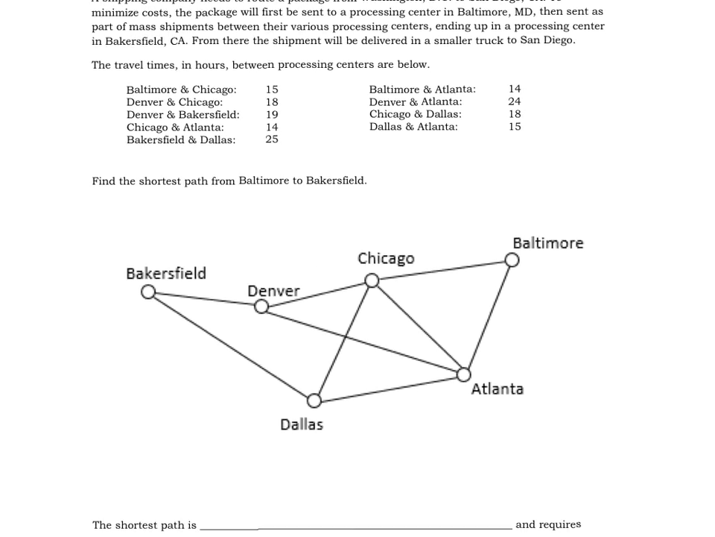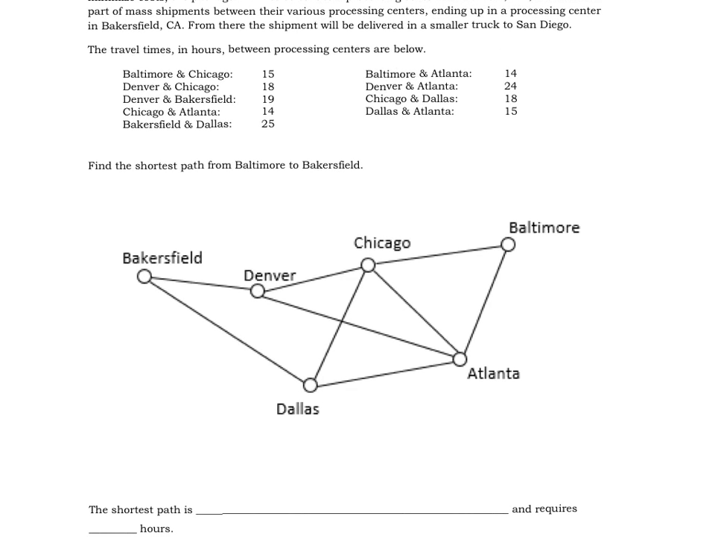So the first thing we need to do in this case is actually label the weights or the distances, if you will, on all of the edges. So the first thing we're going to do is take care of that. So between Baltimore and Chicago, it takes 15 hours. Between Denver and Chicago, 18. Between Denver and Bakersfield, 19. And I'm just going to keep filling these in as we go. Bakersfield and Dallas, Baltimore and Atlanta, Denver and Atlanta, Chicago and Dallas, 18, Dallas and Atlanta, 15.